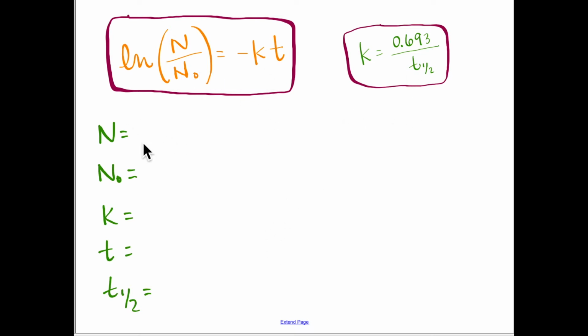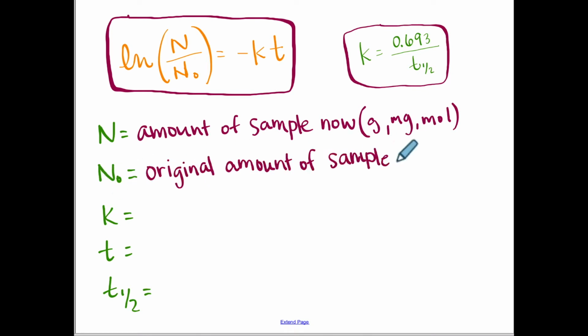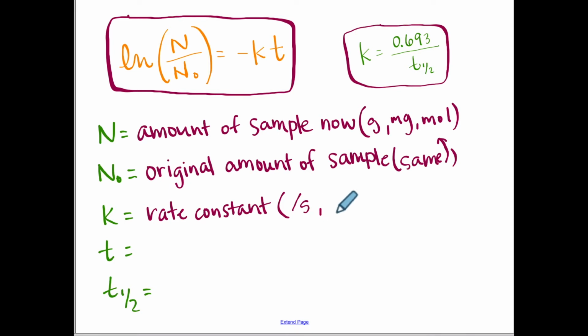N stands for the amount of the sample now, and that amount can be in grams or milligrams or moles or just about any amount as long as the N naught is the same amount. So the N naught is the original amount of the sample, and it just has to have the same units as the N. K stands for rate constant, and that's going to be in per seconds or per days or per years. It's the inverse of whatever the half-life has as a unit.